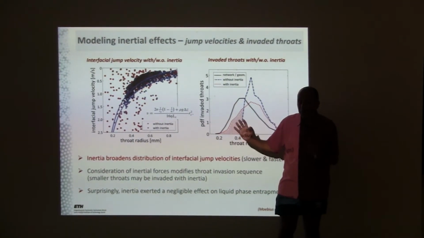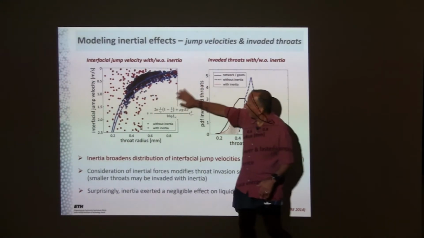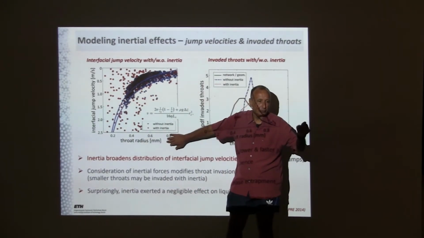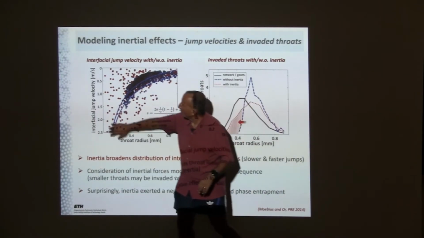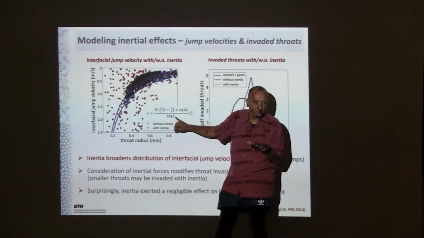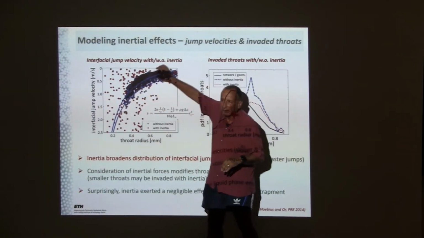Only in a simulation can I turn off inertia. I cannot turn it off in reality, as you know. I'm plotting here throat radius because my prototypic model has different throat radii and interfacial jump velocities, which I can predict analytically with some assumptions without inertia. I can also do the numerical model without inertia.